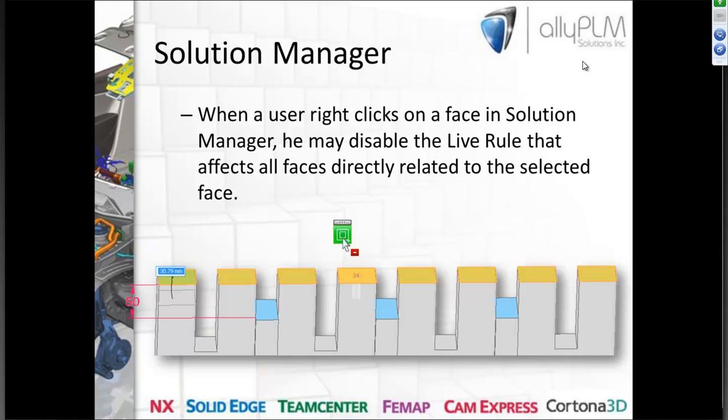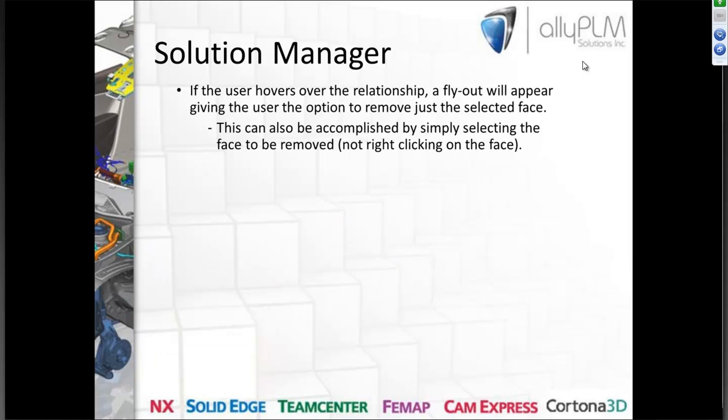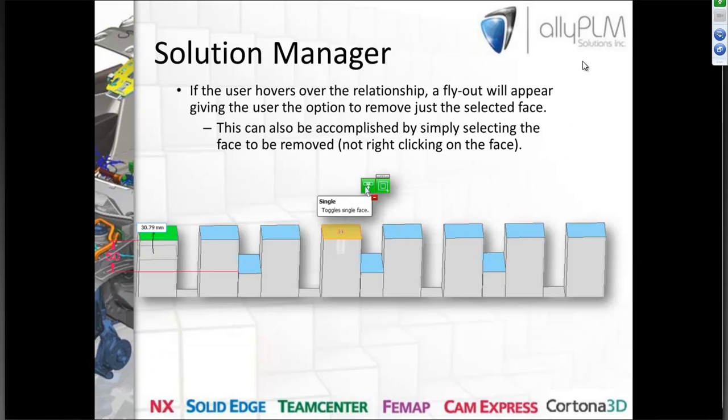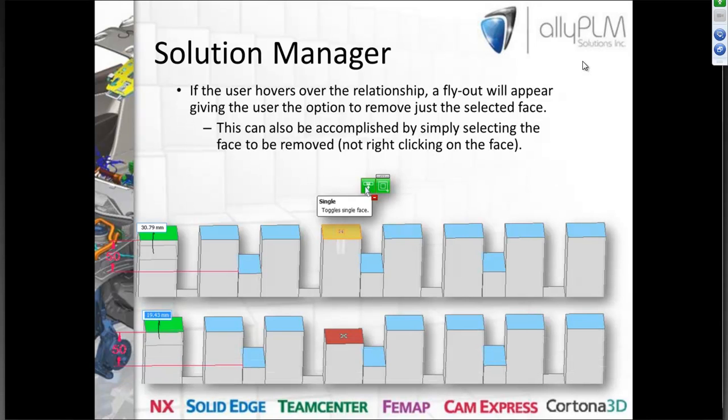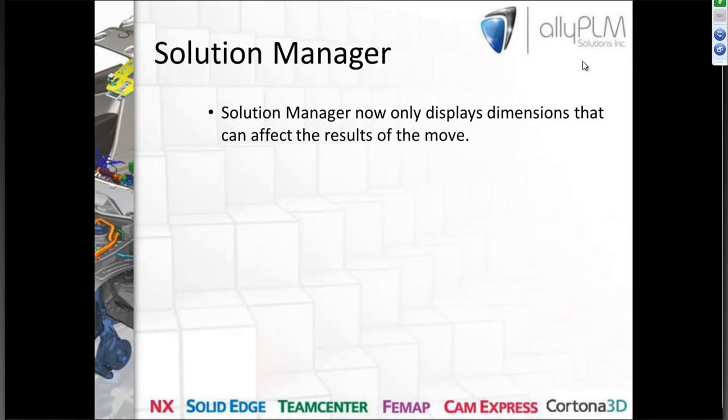You can right-click on a face during the Solution Manager, and you can disable a live rule. And in this case, coplanar relationship, we're going to tell it to ignore this plane of coplanar relationships. Or you can also hover over that and say, don't ignore this entire plane, but ignore this particular instance of the plane. This is actually more easily accomplished by just left mouse button clicking on the face, and I'll show you that in this demo as well. It'll make a lot more sense.